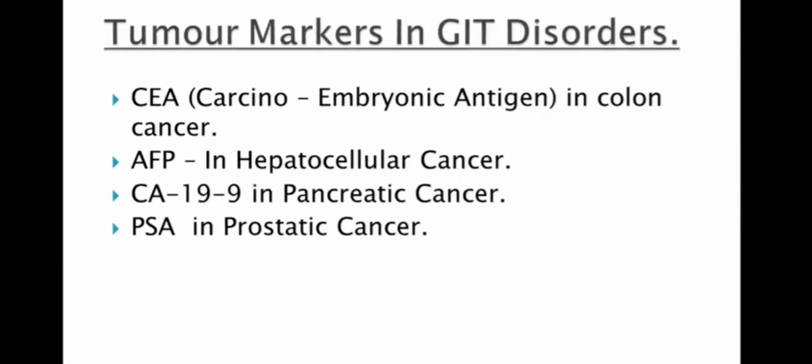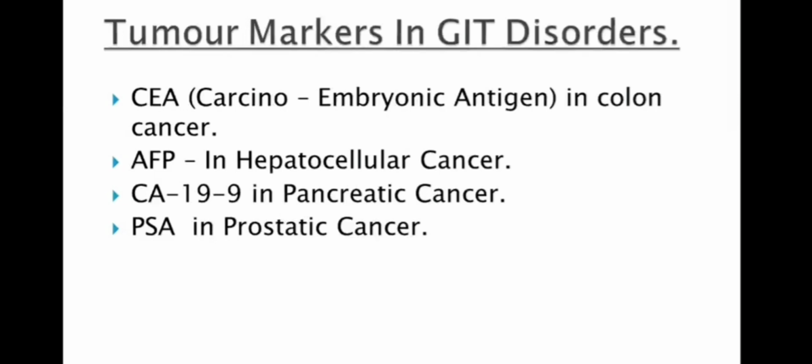The last one is PSA. PSA is not in relation to GIT, it is in relation to the genitourinary system. But I put this here because of its nature, because it is a marker also. PSA is a marker of prostatic CA. PSA is very cheap, and it is a commonly done test in the elderly. Prostate specific antigen, that is a very simple test.